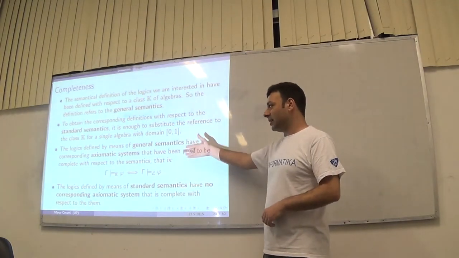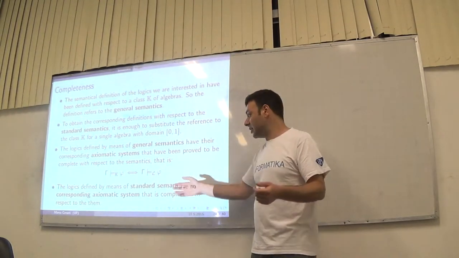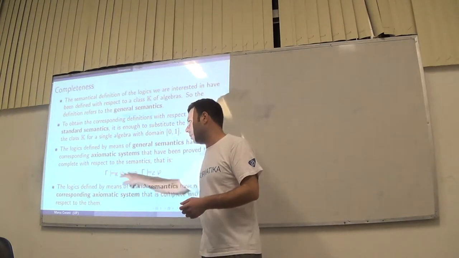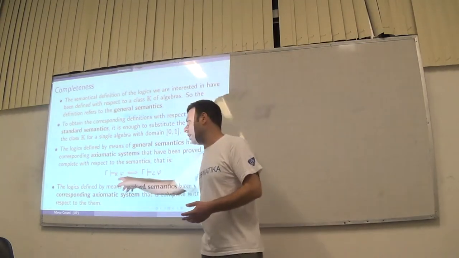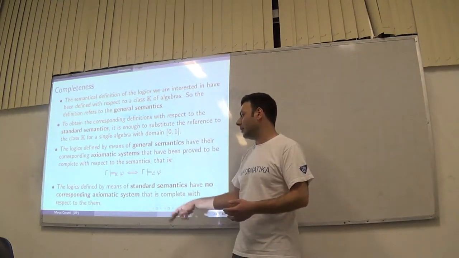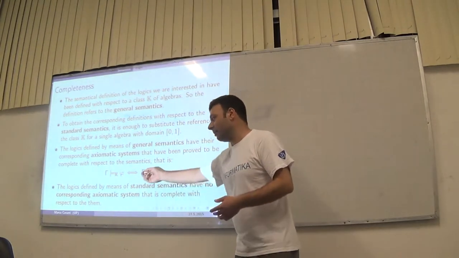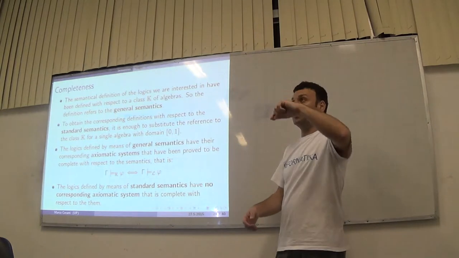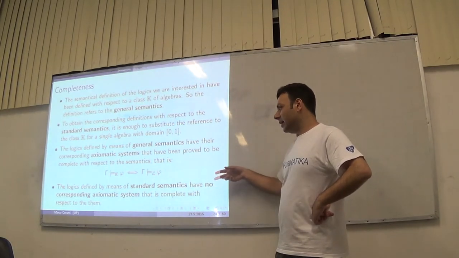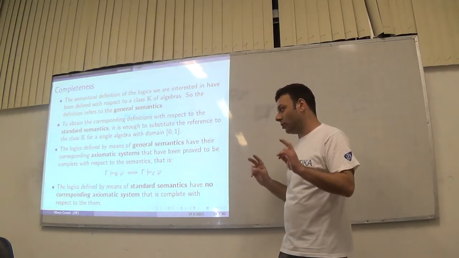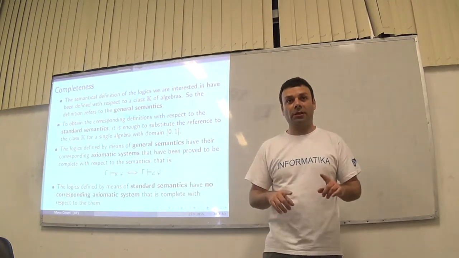With general semantics, the axiomatic system and the logic defined in a semantical way are complete, in the sense that with respect to the corresponding variety, a formula is a semantical consequence of a set of formulas if and only if it is derivable from the set of formulas. Standard logic defined by means of standard semantics, in the case of first order logic, has no corresponding axiomatic system. In the case of propositional logic, they coincide.